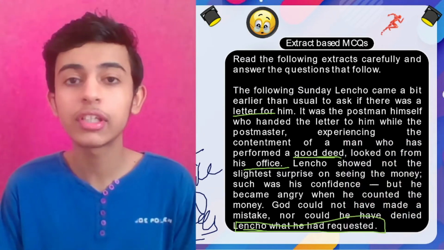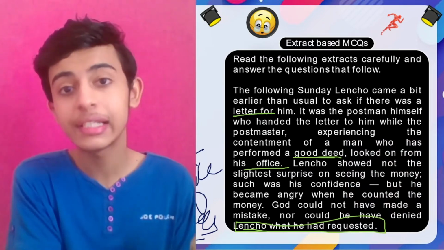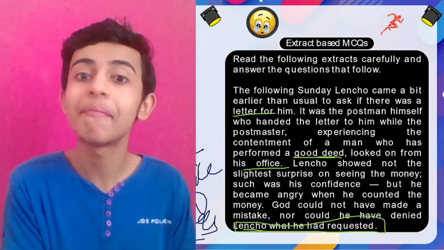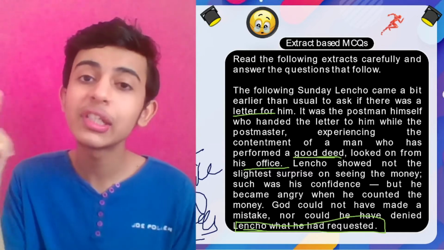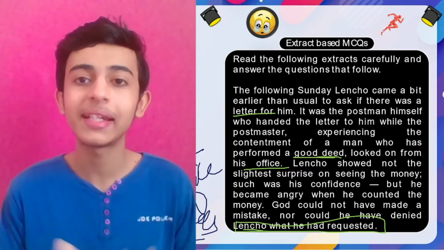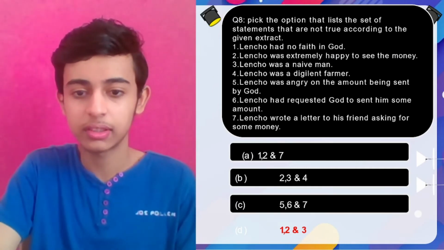This is the irony of the story, that the post office employees who actually helped Lencho, the postmaster and his employees, Lencho suspected them without actually going into the depth of the matter and getting to know the truth. What exactly happened, right? So on the basis of that, we need to answer some of the questions.